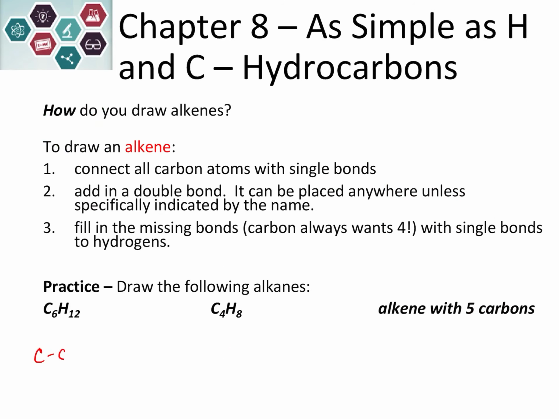So first example, we've got 6 carbons again. I'm going to stick the double bond in the middle, but it could be between any of the carbons. It doesn't matter. So this first carbon on the end needs 3.